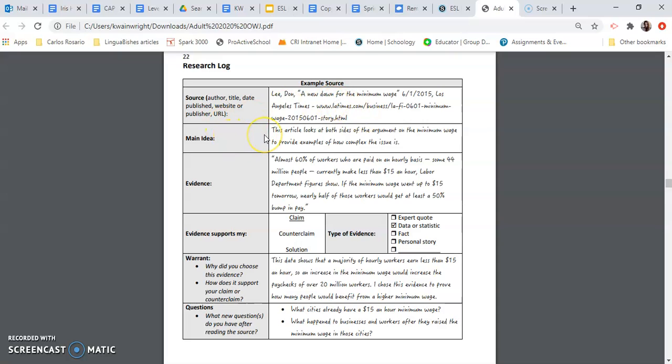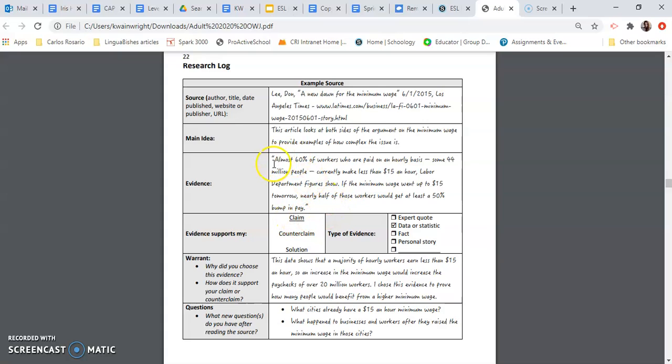All right, the next part of the research log is the main idea of the article. This can just be a short sentence. What was the article generally about? The next part is your evidence. Remember, evidence could be an expert quote, data or statistic, fact, or personal story. So this is part of the article that is relevant to your claim.